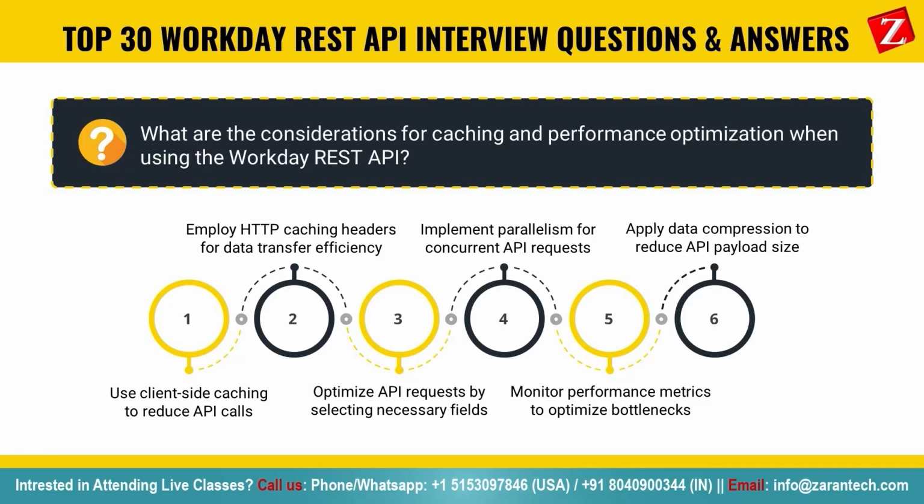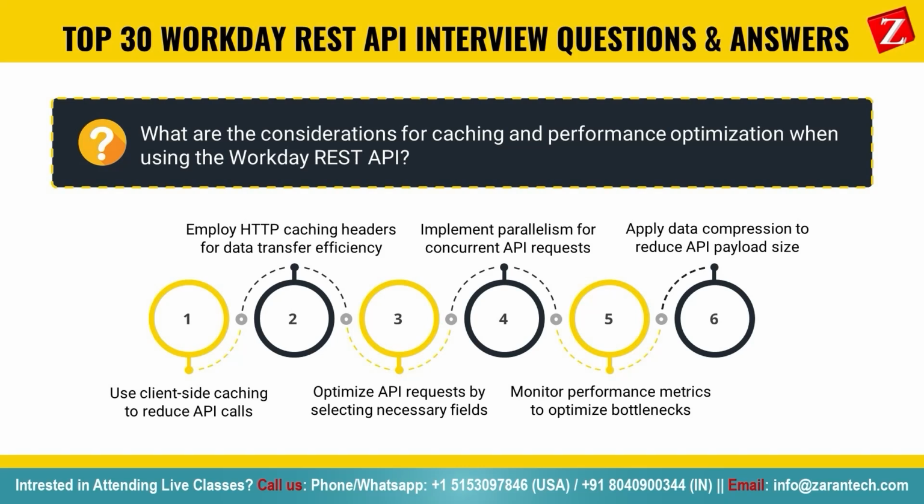and server load. Consider a scenario where a mobile app retrieves employee profiles from Workday. By including caching headers in the API response, you can ensure that the app caches the data locally, improving performance and reducing data usage. Optimizing API requests by selecting only the necessary fields is crucial for minimizing data transfer overhead.